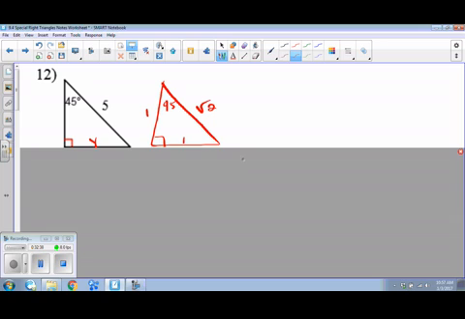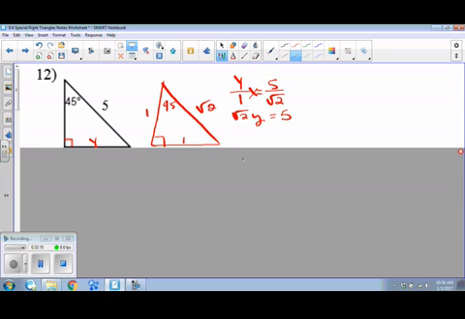So we're going to solve for this piece right here. And once I know that, then I can look at the bottom triangle and set it up and solve for x. So we have y over what? Y over 1 equals 5 over square root of 2. So we have to cross multiply. So square root of 2 times y equals 5.